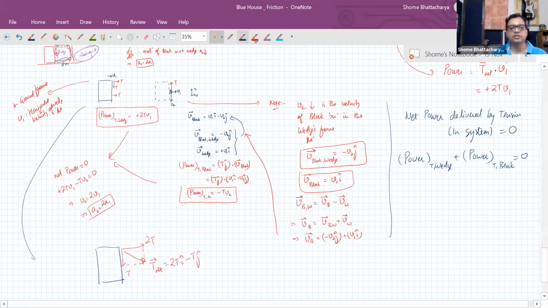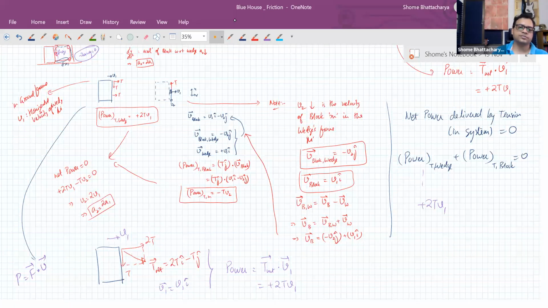Whereas the wedge is moving in a very simple way. It is just moving horizontally with the velocity v1, so its velocity is just v1 i cap. So what about the power? The power delivered by a force is F dot V by definition. So here it is going to be net tension dot product with this velocity vector v1. You take the dot product of this and this, you can see it is becoming plus 2T v1. So that is how this term is becoming plus 2T v1.